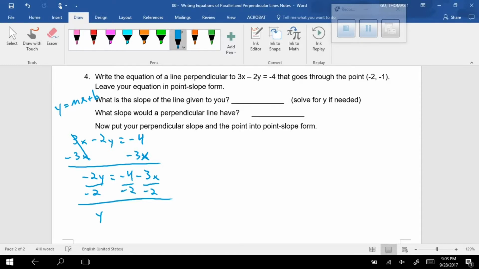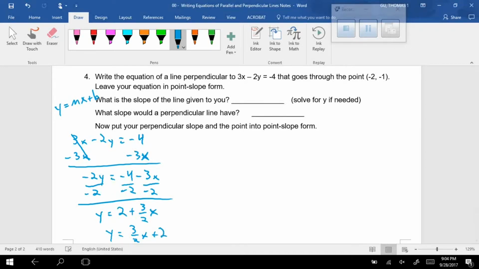This is where a lot of people will mess up on their signs. What's -4 divided by -2? A negative divided by a negative is a positive, so it's +2. And then what's -3 divided by -2? Once again, a negative divided by a negative is a positive. So we're going to have plus 3 over 2x. Okay, so we're going to rearrange that, and it's going to be 3 over 2x plus 2.